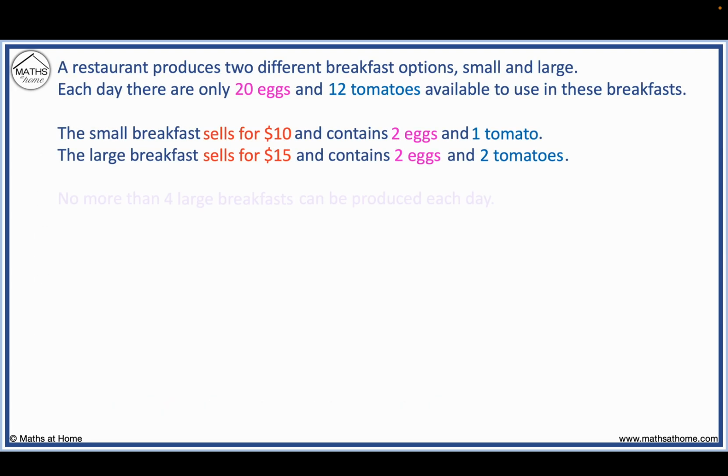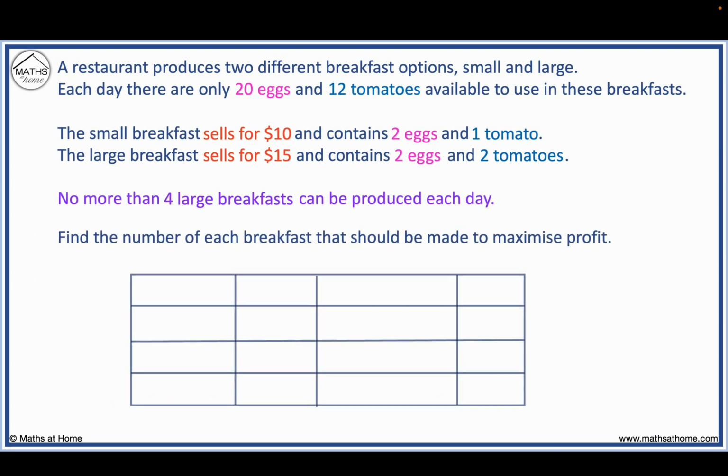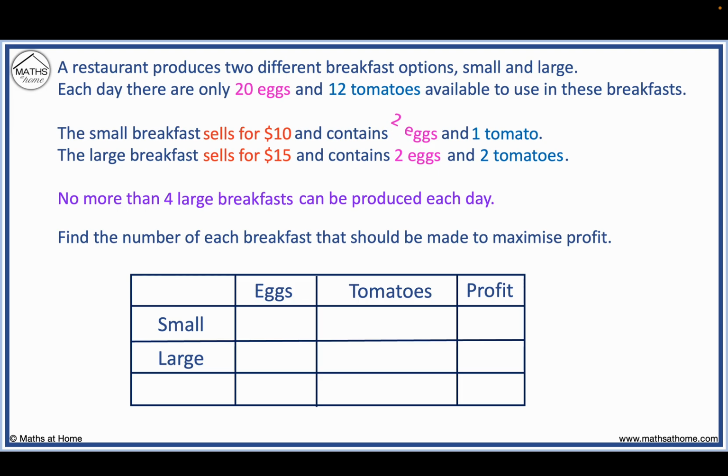Here is another example. We have small and large breakfast options. They contain eggs and tomatoes. We wish to maximize profit when these breakfasts are sold. The small breakfast contains 2 eggs, and so does the large. The small breakfast contains 1 tomato. The large contains 2. The small breakfast sells for $10. The large sells for $15.